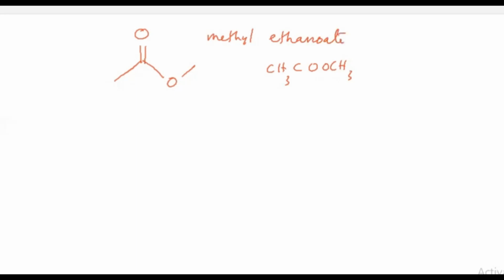We can extend carbon on both sides. But let me tell you another thing, that if you have a compound like this, now this is methyl and this contains also one carbon. Now this is not aldehyde because it is C double bond O. This is methyl and this contains also one carbon atom. So this compound is methyl methanoate.